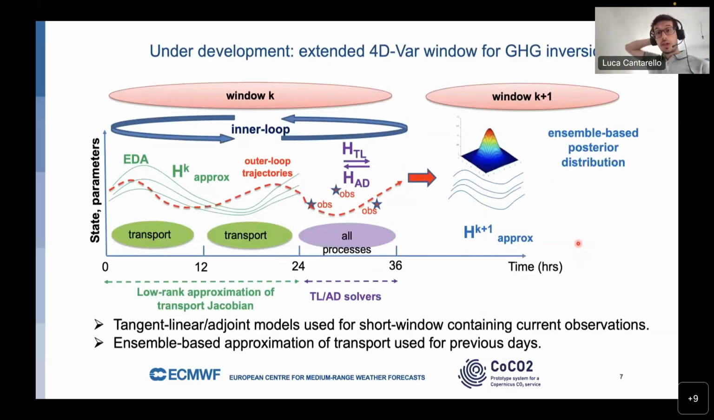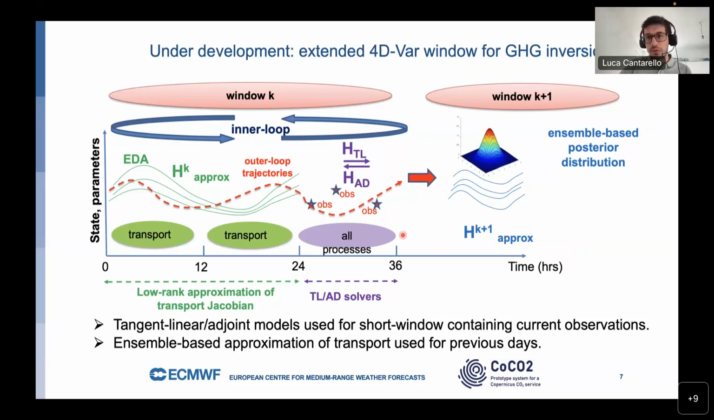The other bit that we are developing, and this is still under development, is the idea of extending our 4D window for GHG species. As I said before, 12 hours, 24 hours is not enough for species like CO2, which stays in the atmosphere for very long. So using only the observations of the last 12 to 24 hours is not enough. So we have come up with this idea of having a longer window for those gases.